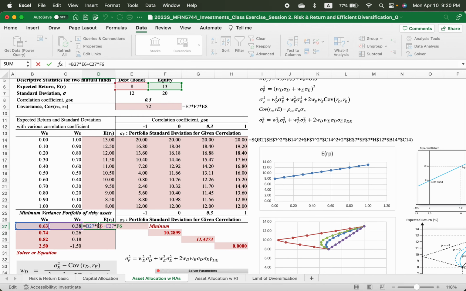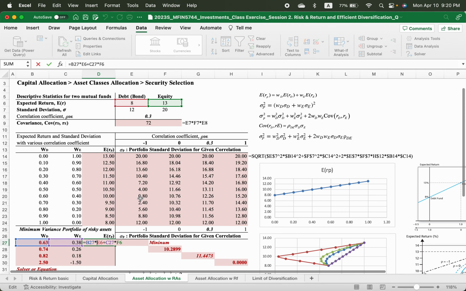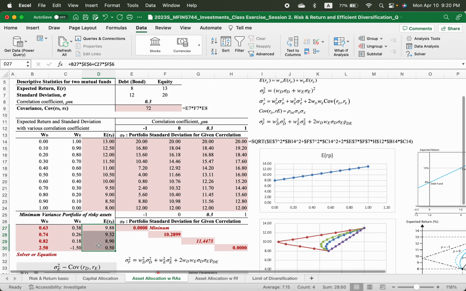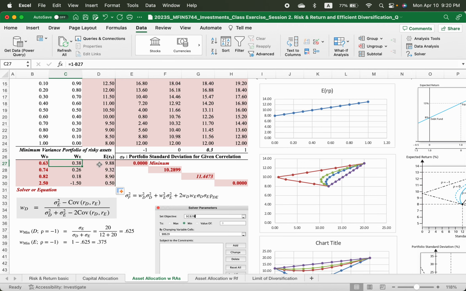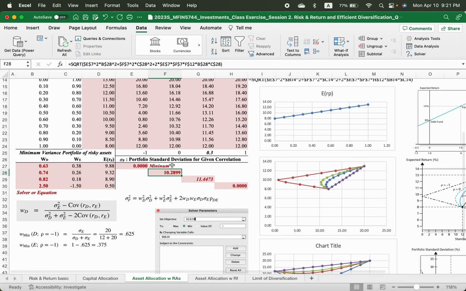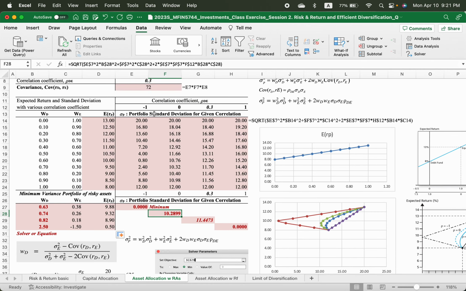But I want to fix this expected rate of return of debt and expected rate of return of equity, and let's just drag it down. So finally we drew here the expected rate of return and the standard deviation, the expected rate of return and standard deviation on each correlation coefficient, right?